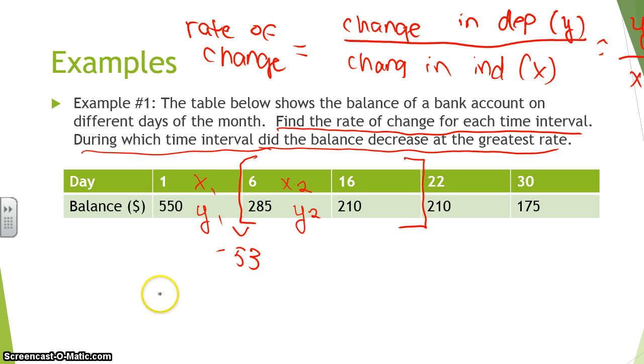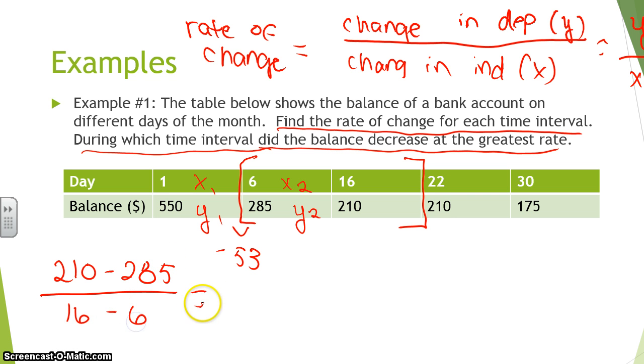So to solve that, I would have 16 minus 6, y2 minus y1 is 210 minus 285 over 16 minus 6. 210 minus 285 is negative 75. 16 minus 6 is 10. So my second interval is going to be at a rate of change of negative 7.5.